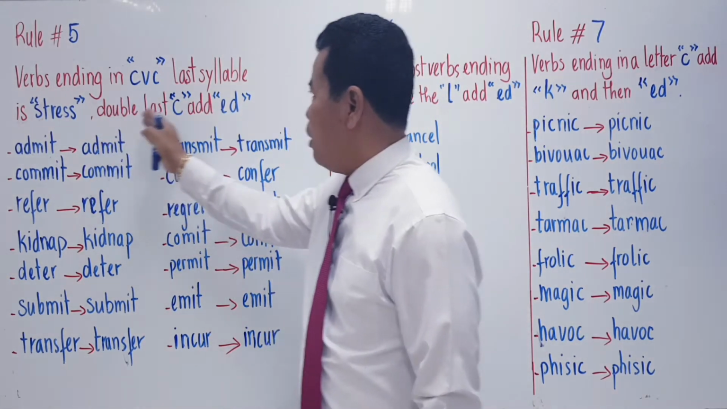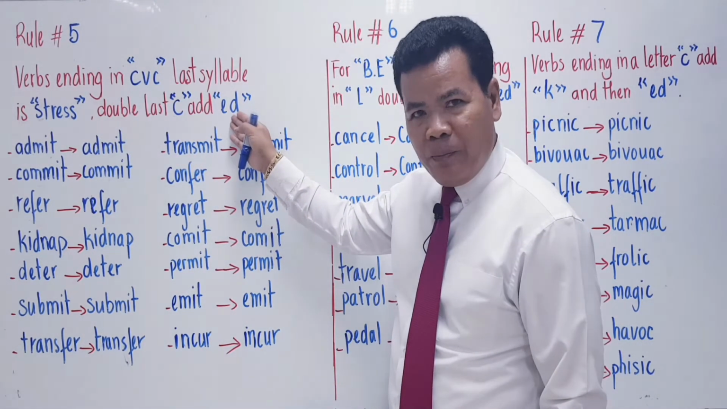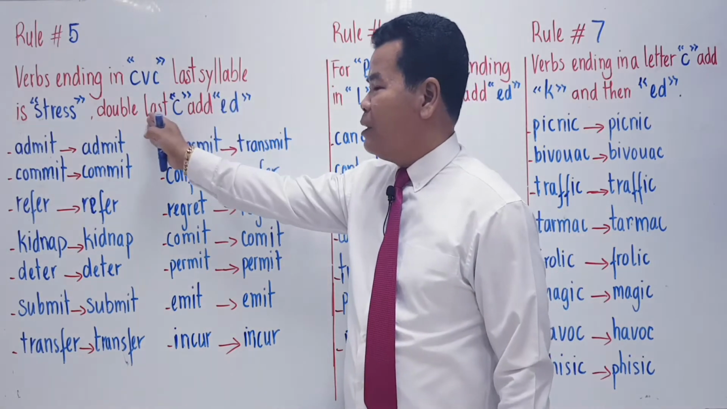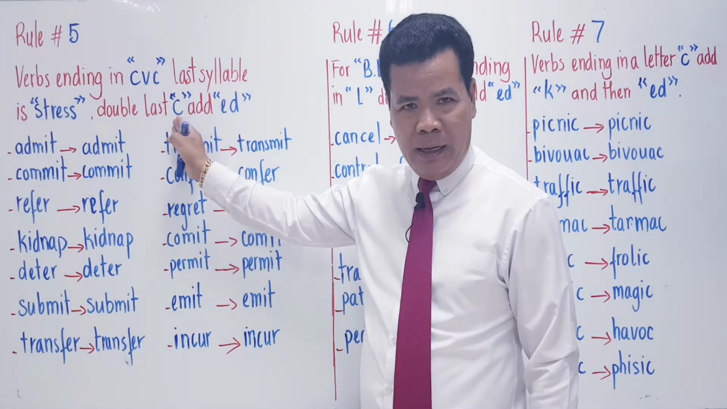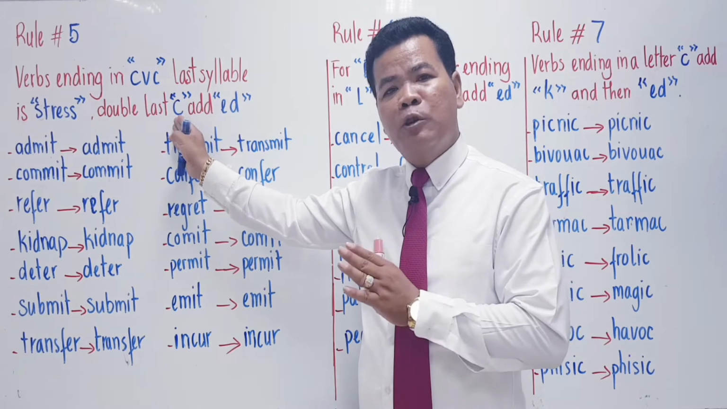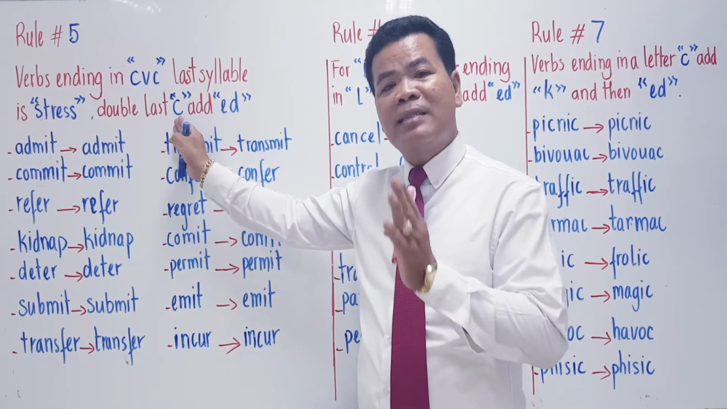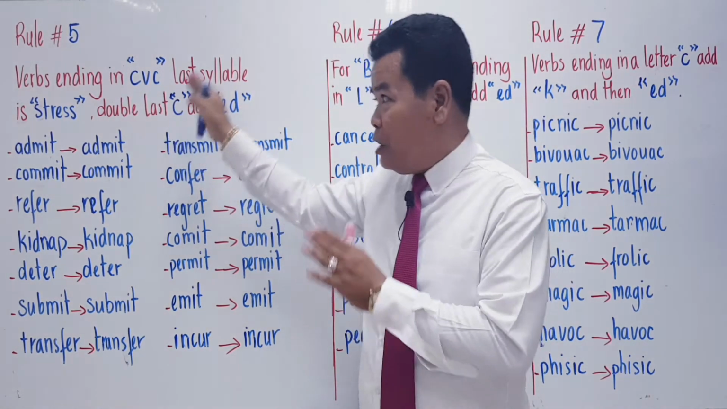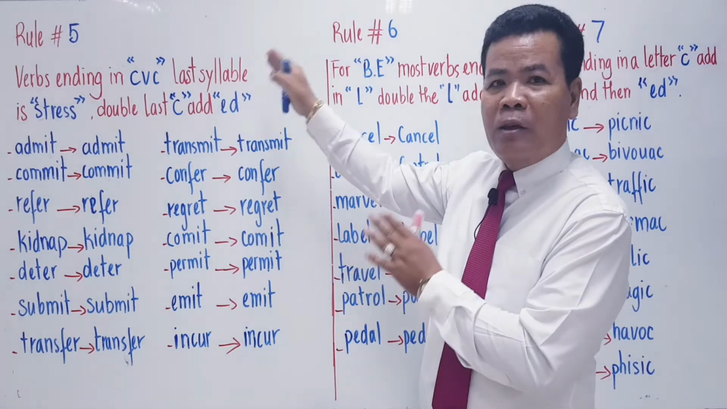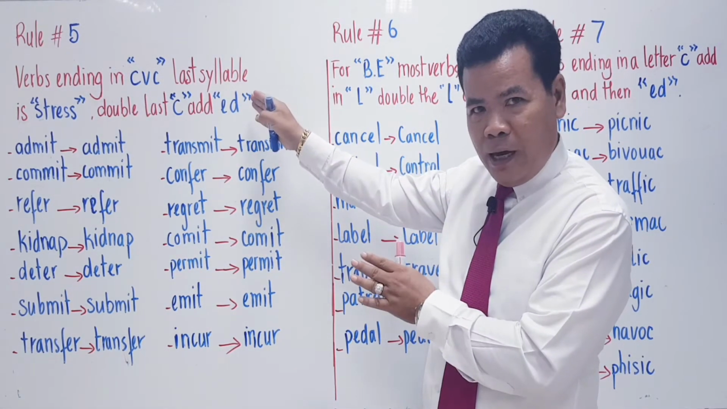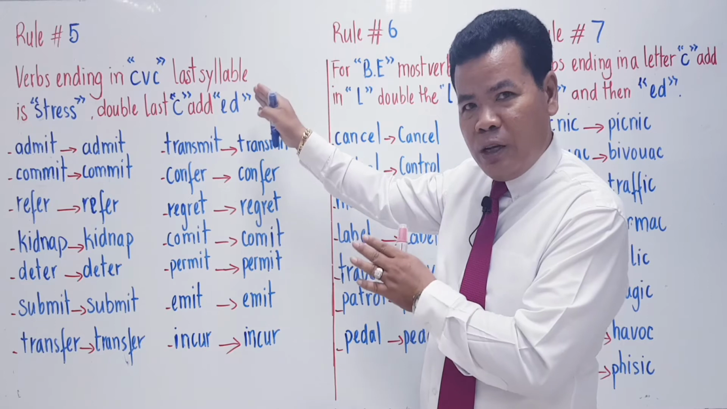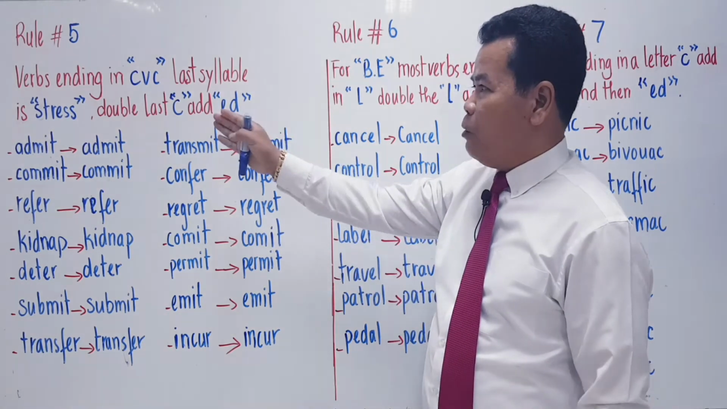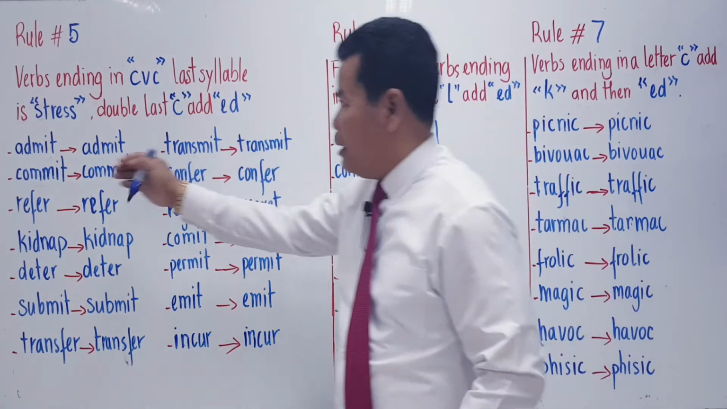So before adding ed to the verb, we have to double the last consonant, as in the spelling rule of verb to be plus verb plus ing. Okay? But this one, we talk about the past participle. Not the verb plus ing rule anymore, right? So now let's go to the examples.